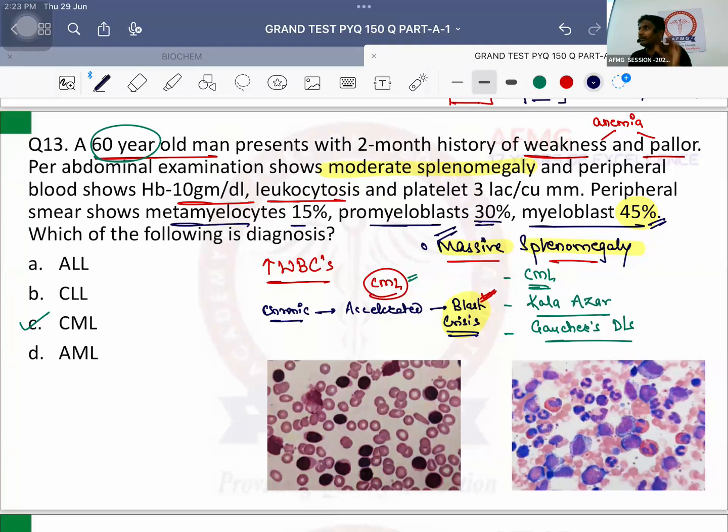These are the characteristic symptoms which will help you pick it up. And definitely, myelocytes are also seen, promyeloblasts and myeloblasts are also seen. I have ruled out AML because my massive splenomegaly is not a feature. Okay, so that's the basic important thing.